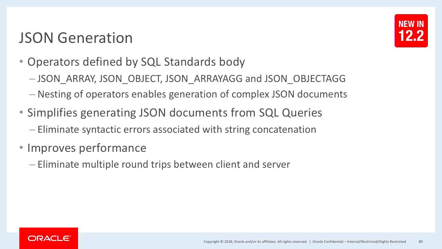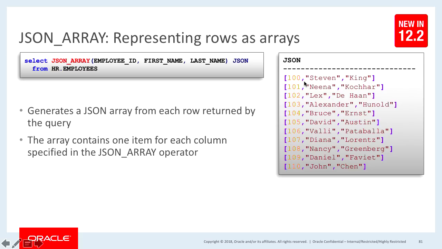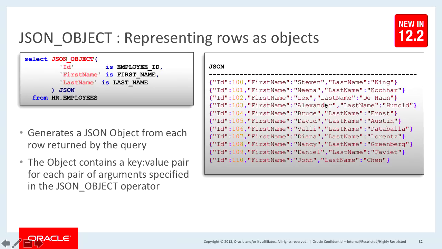ORDS can do this for you, but you don't have to use ORDS to do it now. This is baked into the SQL engine as well as of 12.2. These are the main functions you'll use, JSON_ARRAY and JSON_OBJECT, as well as some aggregate equivalents. So in a basic example using JSON_ARRAY, you're going to get one array per row in your result set. JSON_OBJECT will give you one object for each row.